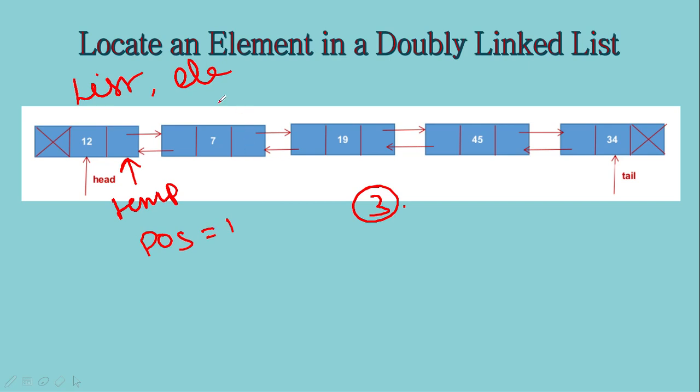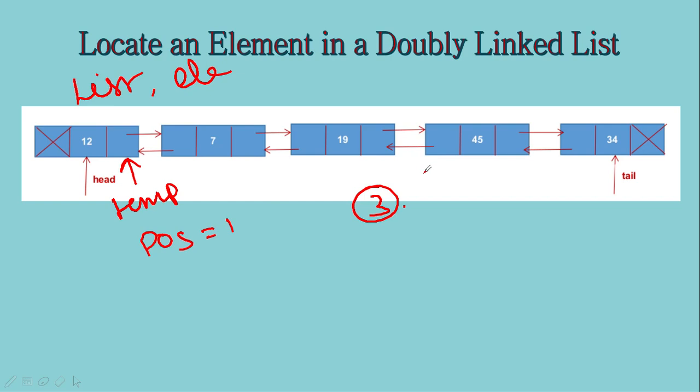As per the algorithm, we have to check whether the data part of the node pointed by temp is equal to the element we are searching for. In that case, we will return the position. Otherwise, we have to move to the next node and increment the position as well. So if the element is present here, then we will return the position.